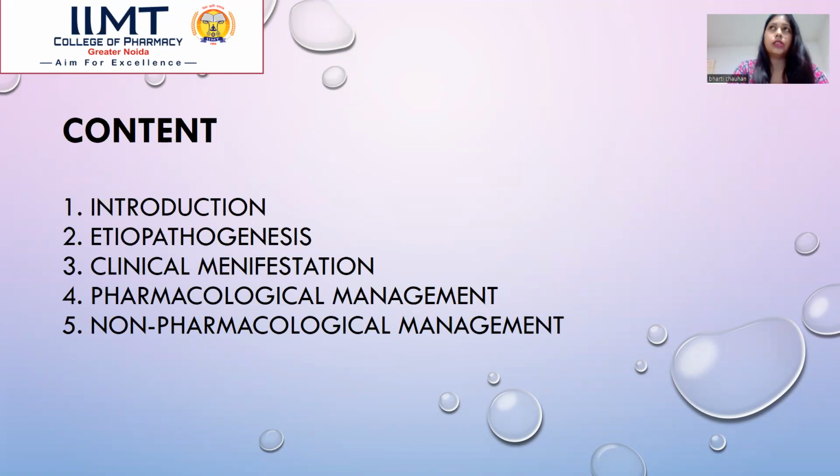First of all, etiopathogenesis is made up of two words, which are etiology and pathogenesis. About the disease, we should know what is the reason behind it and what is the process. Third point is clinical manifestation, which is what are the symptoms that may occur due to that disease. Fourth is pharmacological management, or we can say the drugs that can do the treatment for the same. And fifth is non-pharmacological management: without taking the drugs, how we can maintain our body or do the treatment, right?